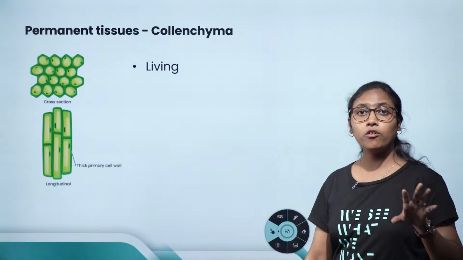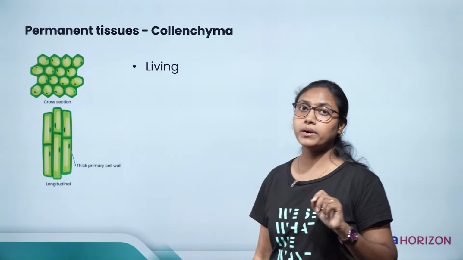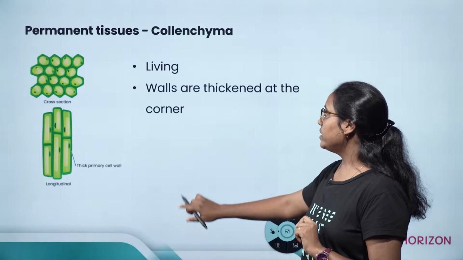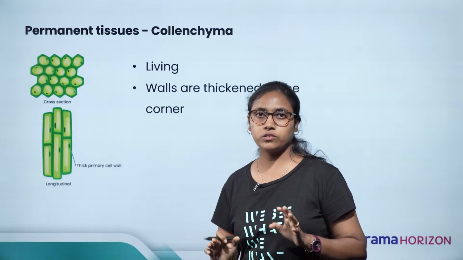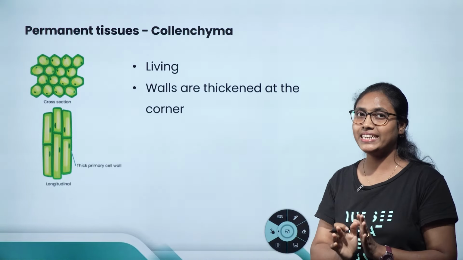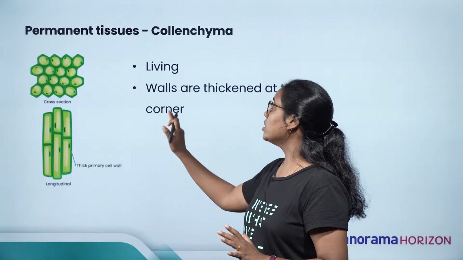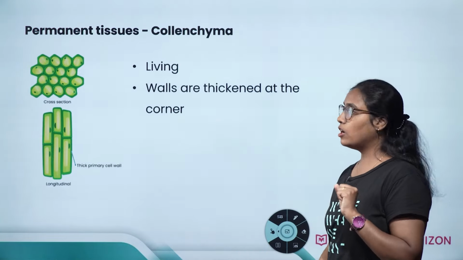They are made up of living cells. These collenchymas are made up of living cells. Another thing, the walls are thickened at the corners. Overall thickening is not seen. Irregular thickening is seen here. The walls are thickened only in the corner.